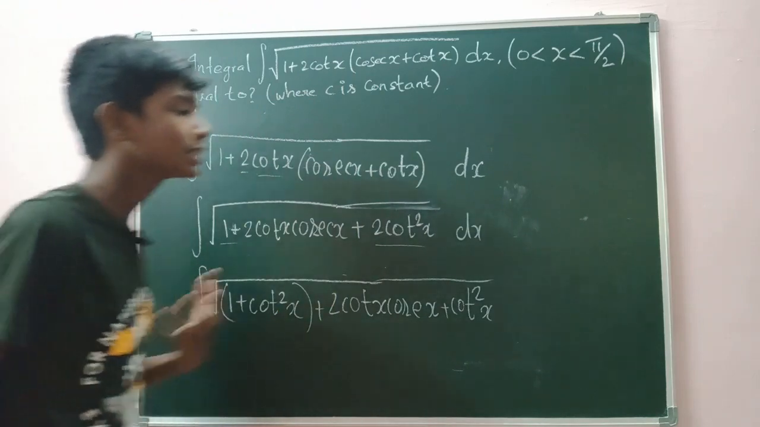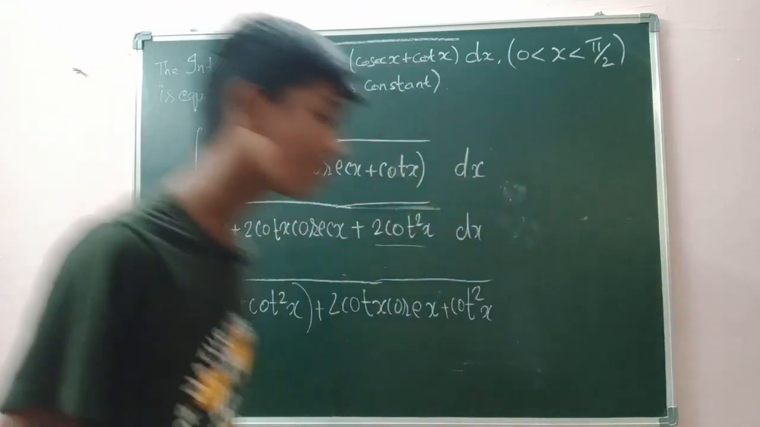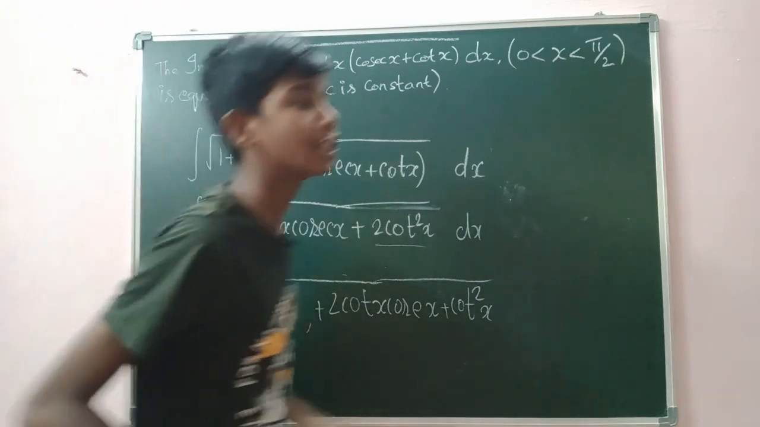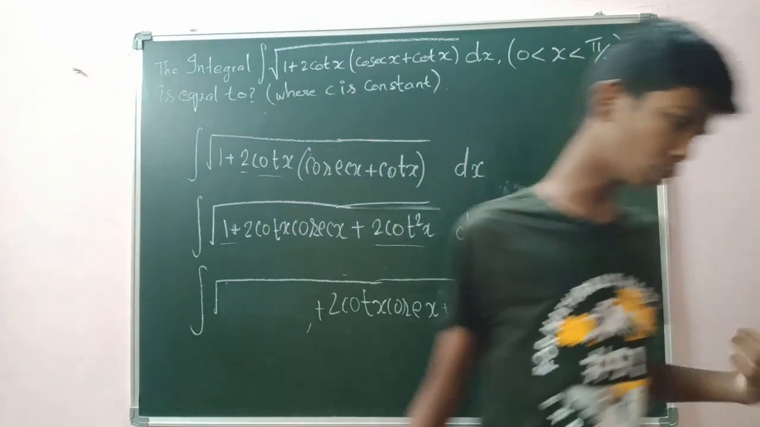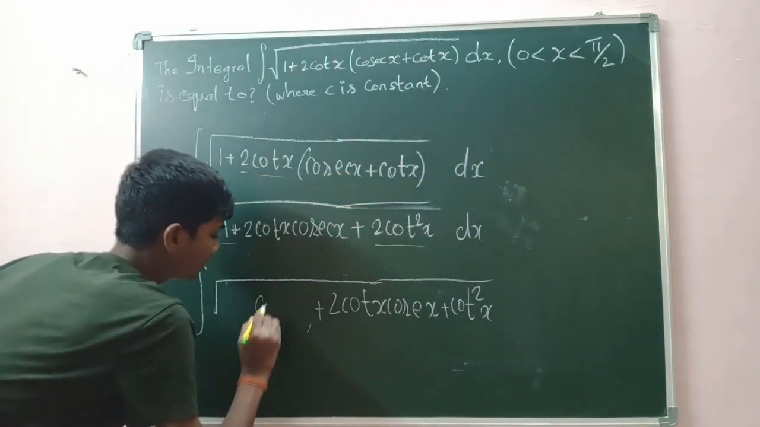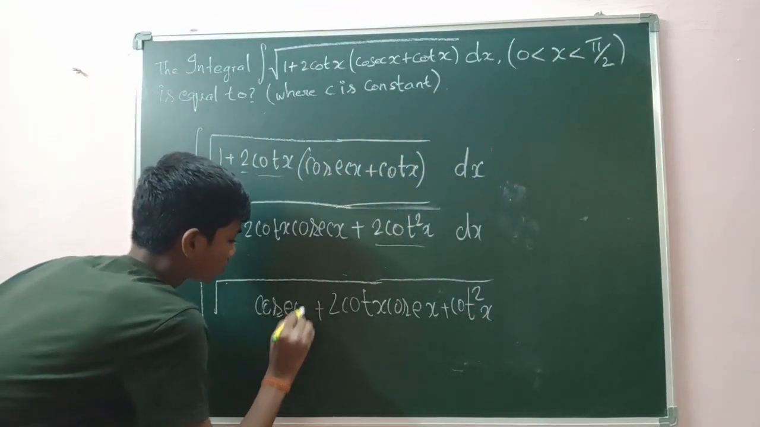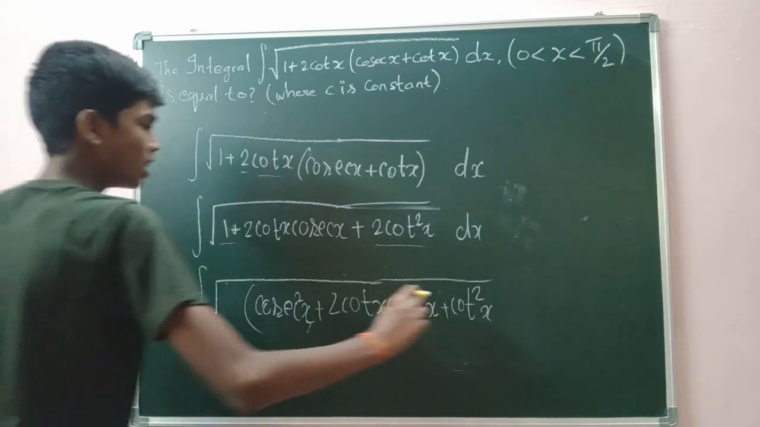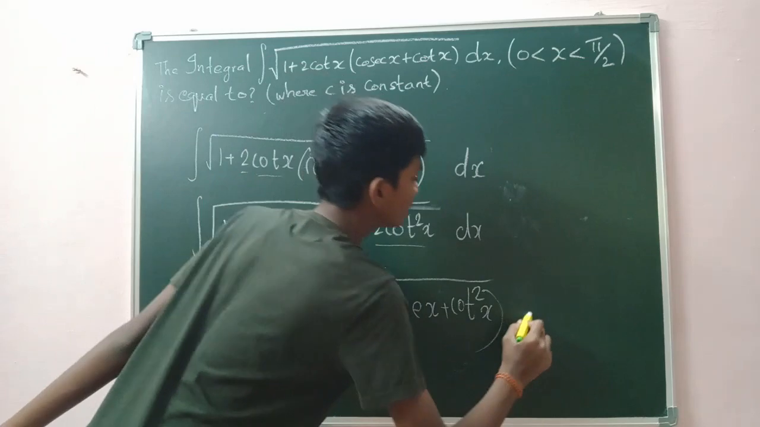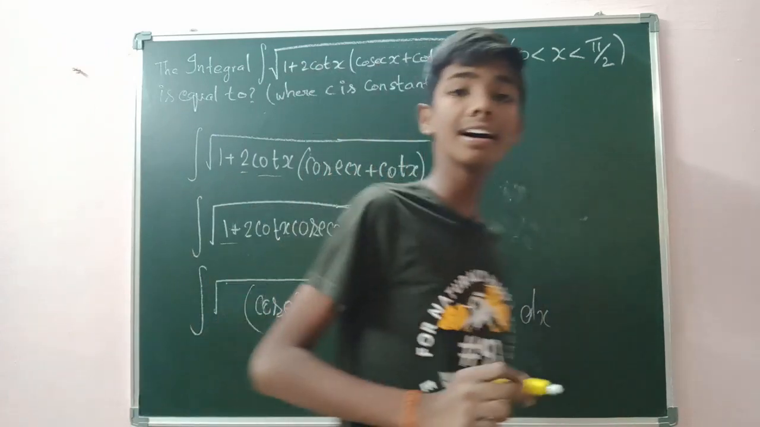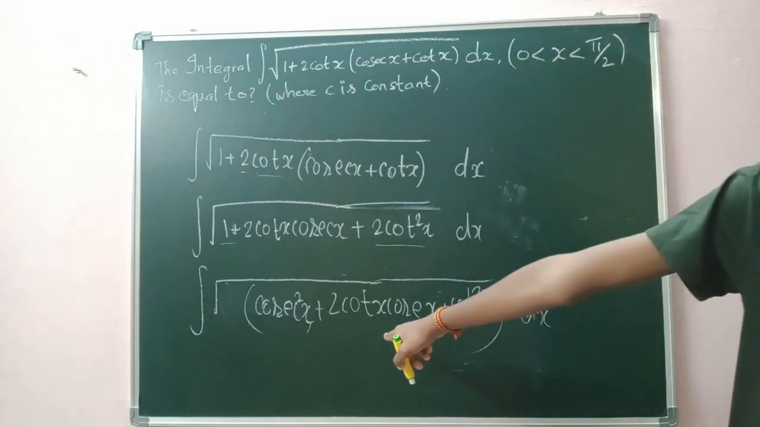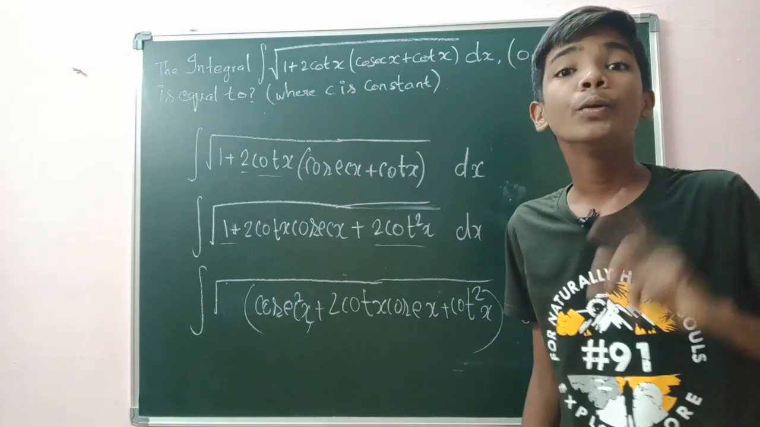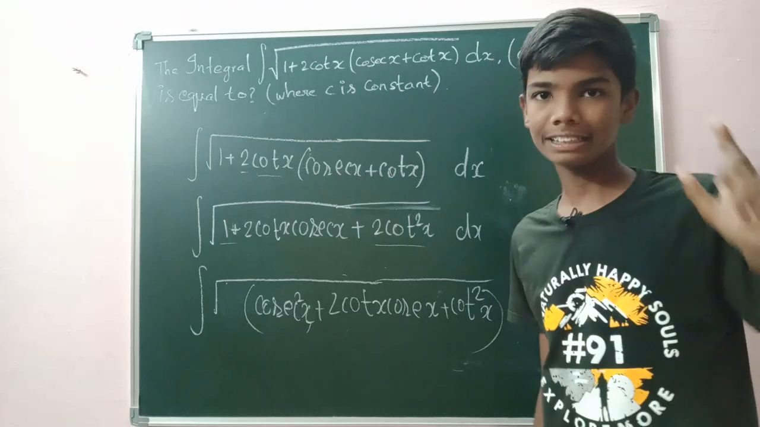Your 1 plus cot square x is nothing but cosecant square x, the Pythagorean identity that you guys learned in your trigonometry. So let me write it as cosecant square of x. So this is what you will be left with inside the square root of the integral. Okay? So now we can get the expression such that you can use your identities.